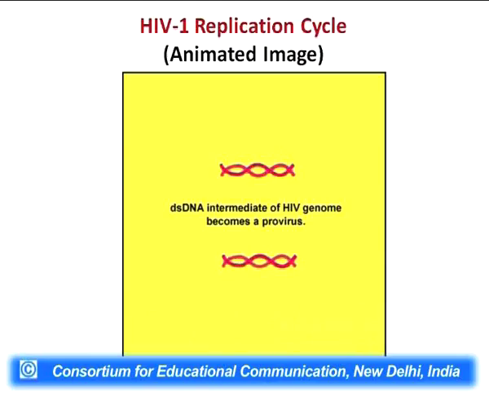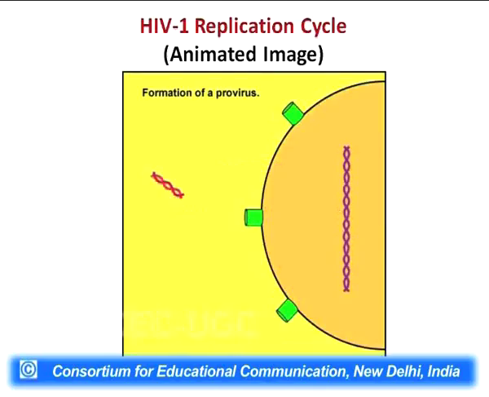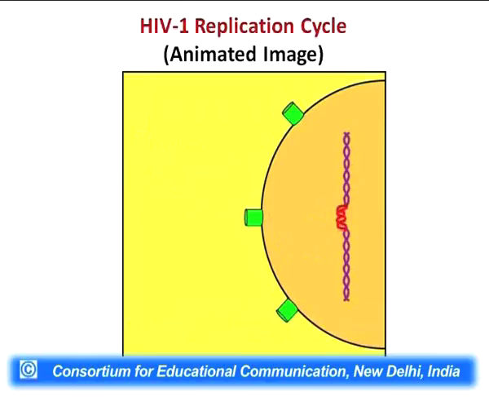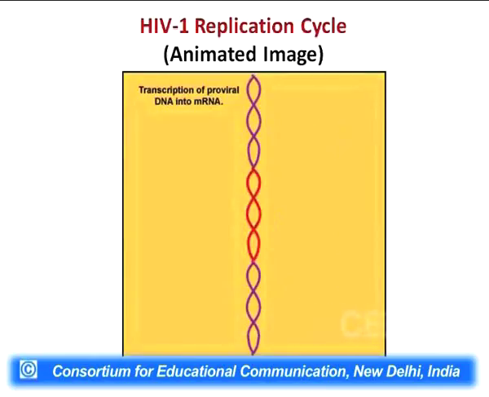double-stranded DNA is formed. As soon as the double-stranded DNA of the HIV virus is formed, this is called a provirus. This provirus now goes into the nucleus of the T helper cell and gets integrated within the genome of that T helper cell. The integration takes place with the help of the enzyme called the integrase enzyme. You can see in this animated image how the integration has occurred.